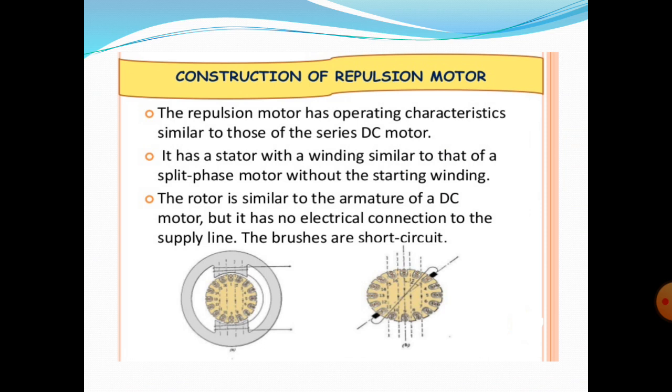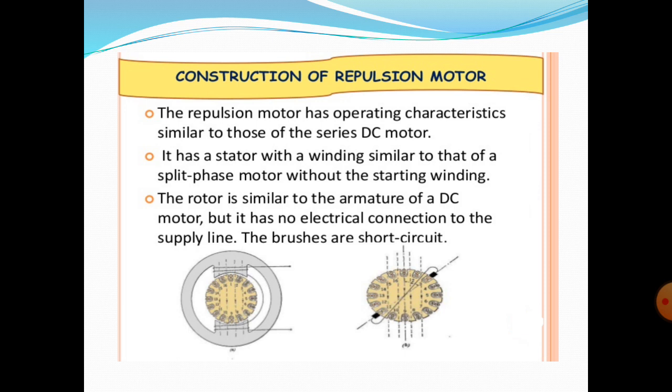The stator winding is similar to that of a split phase motor without any starting winding. The stator has two windings: one is the field winding and the other is the compensating winding. The rotor is similar to the armature of a DC motor.